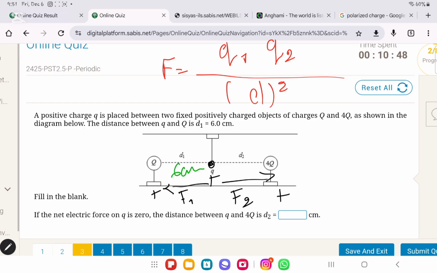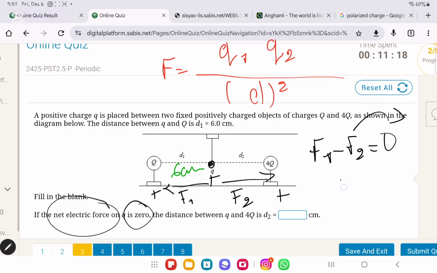So if the net electric force is 0, that means force 1 minus force 2 is equal to 0. Why do we subtract them? Because they're going in opposite directions. If they were going in the same direction, we add them. However, if they are going in opposite directions, then we subtract them. So anyways, they told us the net electric force is 0. That means F1 is going to be equal to F2.